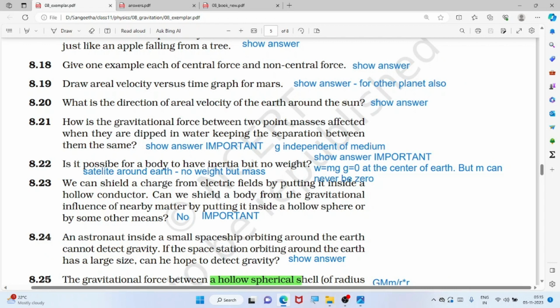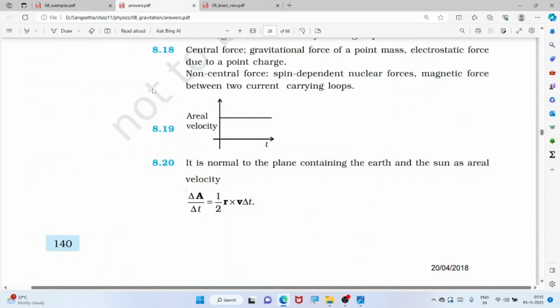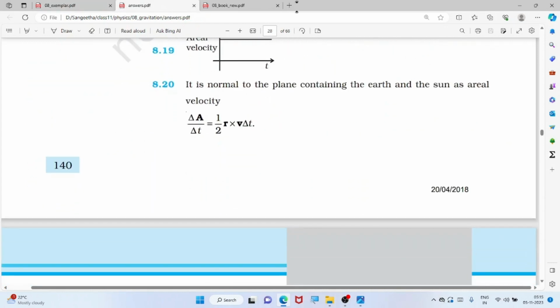What is the direction of the areal velocity of the Earth around the Sun? It is normal to the plane containing the Earth and the Sun.